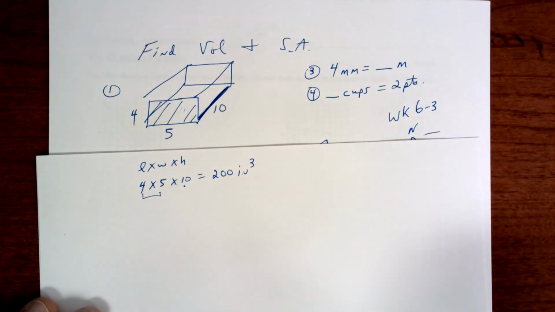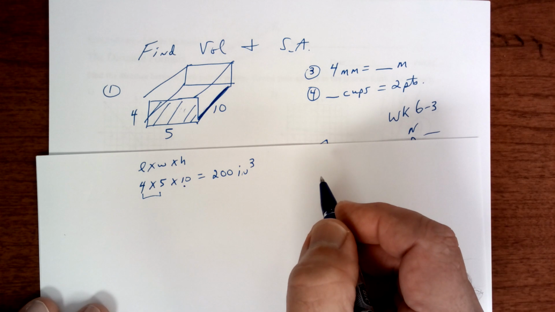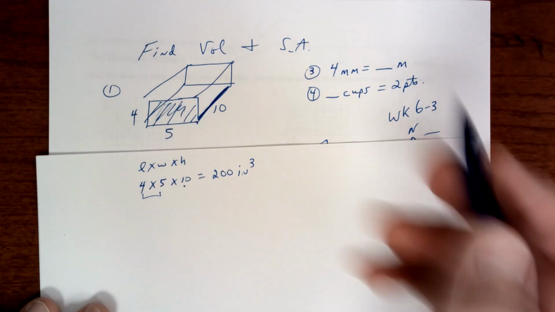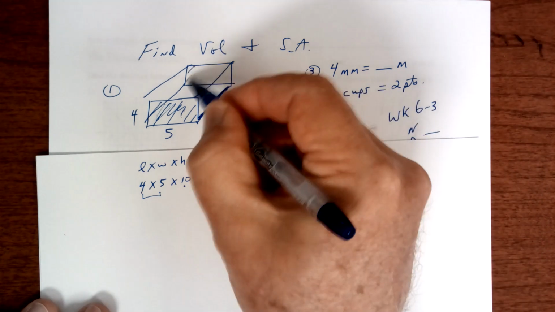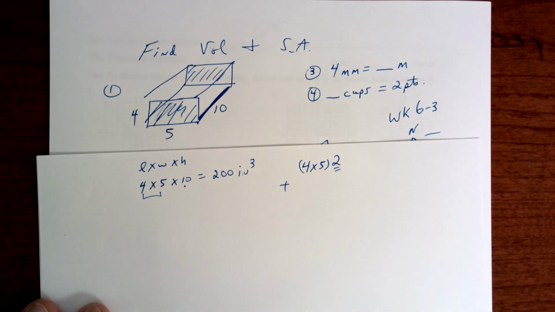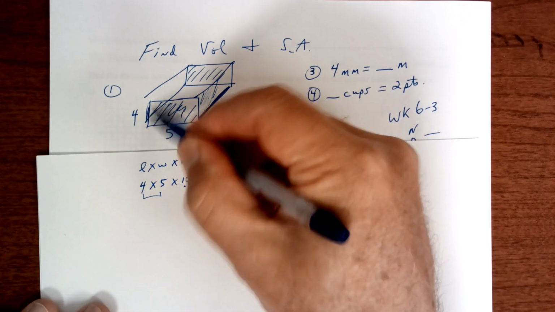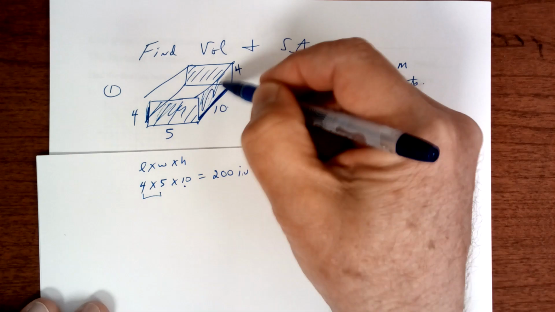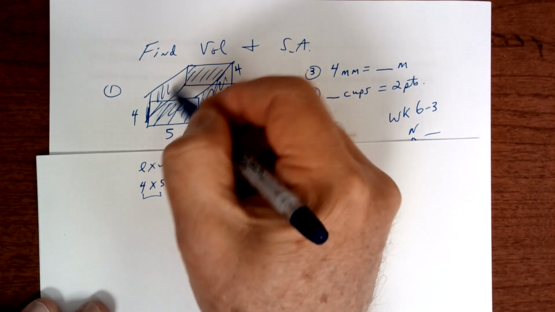To get surface area, you have to draw a net. So let's think about this. So you have 4 times 5, that's the front. But the back is the same, so we're going to multiply that by 2. Plus, you have the right side here, which is 10 times 4. I'll move that 4 over there. So this right side is 10 times 4, but you have the left side as well, so times 2.